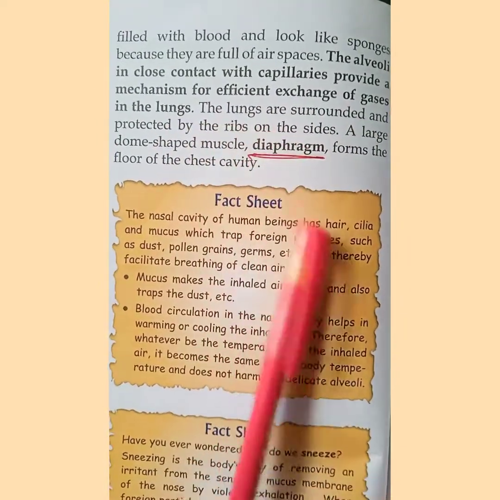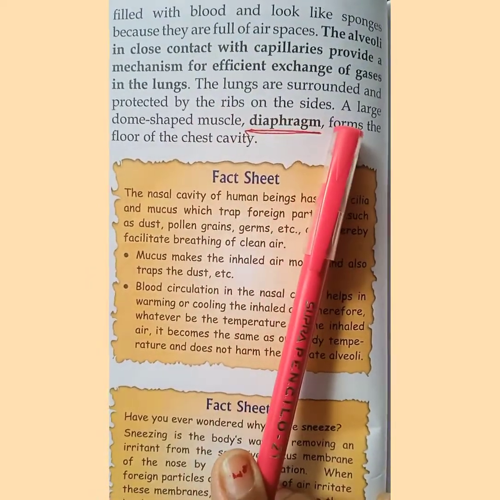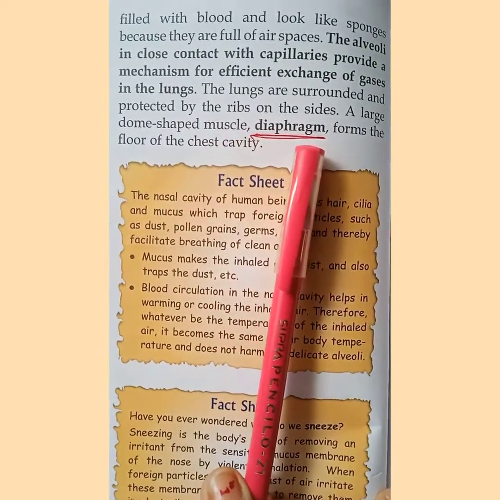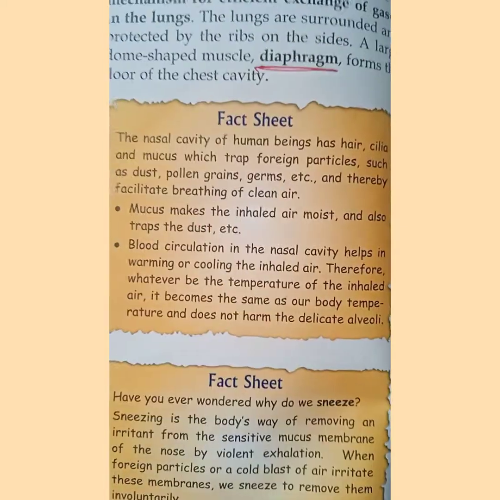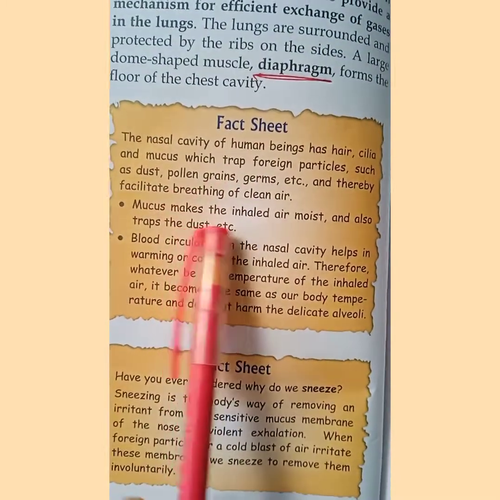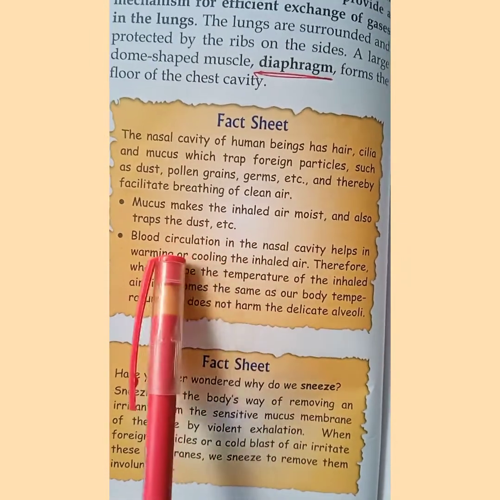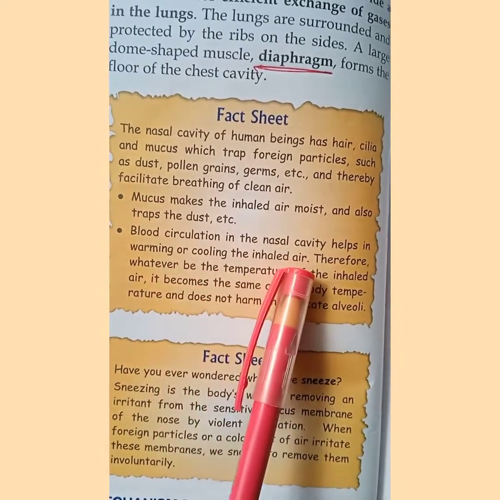The lungs are surrounded and protected by the ribs on the sides. A large dome-shaped muscle, the diaphragm, forms the floor of the chest cavity. Here are some facts: mucus makes the inhaled air moist and also traps the dust. Blood circulation in the nasal cavity helps in warming or cooling the inhaled air.